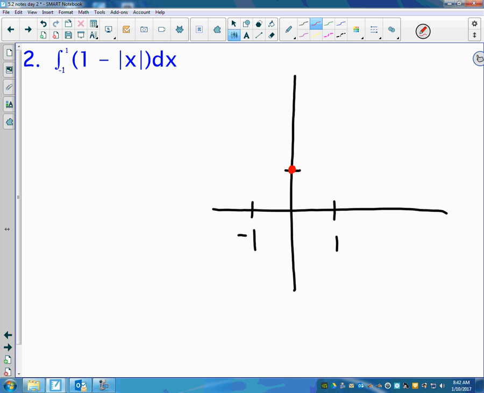If you think about your transformation rules, what does a negative in front of a graph mean? It should be flipped down. So normally it's a V starting at 0 and it points up, but that negative means it's flipped over. And a 1 added on the outside means it's moved up one and it's flipped over. So again, you could think about those transformation rules, or you could just pick some points here. If you plug in negative 1 here, you get 1 minus 1, which is 0. Plug in positive 1, you also get 0.